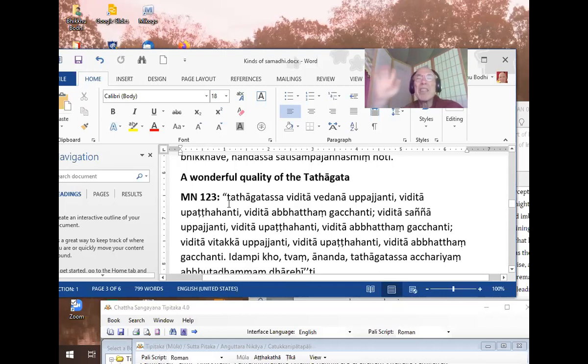But then the Buddha says to Ananda, you should remember this, Ananda, as another wonderful and marvelous or even miraculous quality of the Tathagata, of the enlightened one. That for him, feelings are known as they arise, as they remain present, as they vanish. And so for perceptions and thoughts.